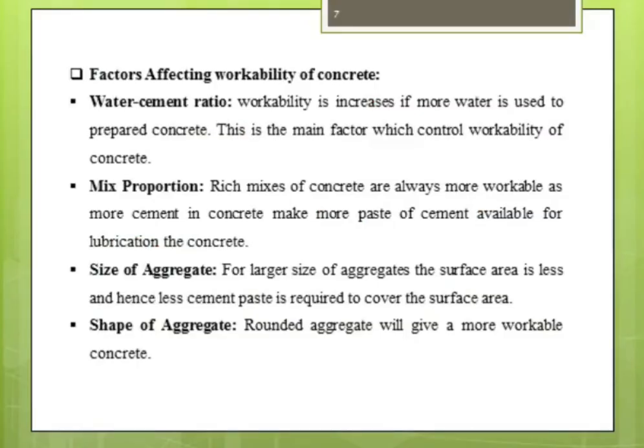So what are the factors affecting workability? Water cement ratio, mix proportions, size of aggregate, shape of aggregate. Okay, water cement ratio, as we have discussed in the first unit also. If we are increasing more water, your concrete will be more flowable. But its second part is that your strength will be reduced. So maintaining the water cement ratio and increasing the workability, we can add superplasticizer into the concrete. So that's why the water cement ratio affects your workability.